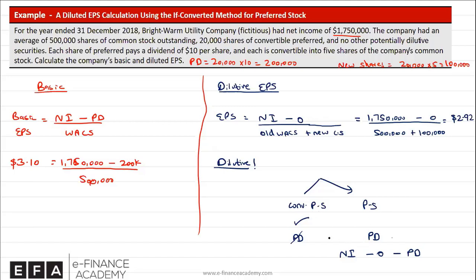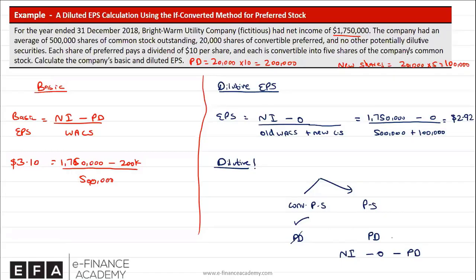So you need to be careful if they combine this and tell you that a company has issued both convertible preferred shares and also normal preferred shares. Make sure you know that we would only make the preferred dividend on convertible preferred shares 0, while on the plain ones, we will continue to subtract when calculating the dilutive EPS.